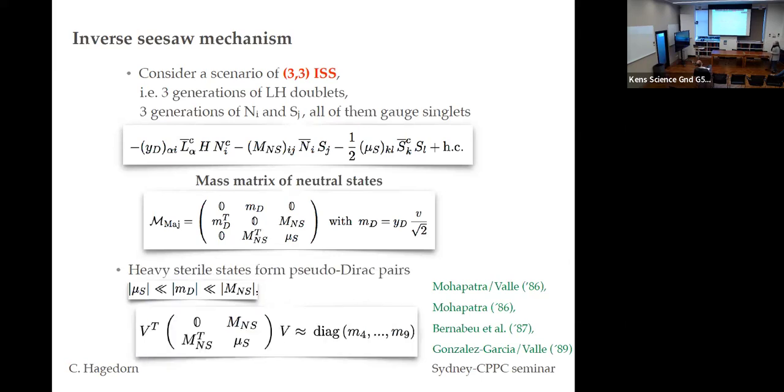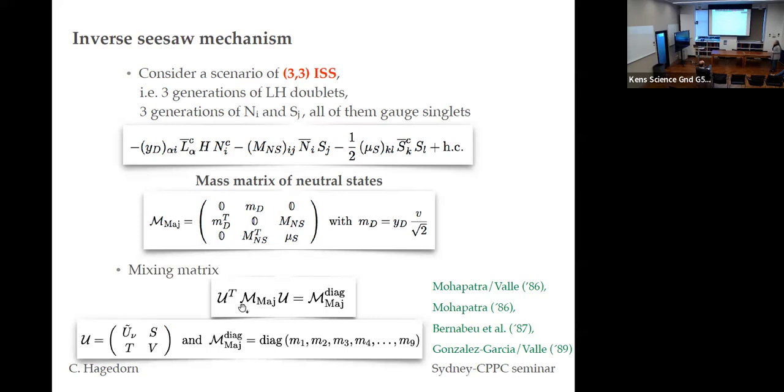Okay, and then you can ask, now we know what happens with the light states, what happens with the heavy guys, which we added, this N and S? Actually, they form what is called pseudo-Dirac pairs, because you have this hierarchy between this part here, this M_S being TeV-ish usually, and this mu_S being something like a keV or so. If you diagonalize this structure, you will roughly get 6 states, of which 2 of them always have nearly the same mass, plus opposite CP parity, so they form pseudo-Dirac pairs. That's the characteristic of the masses.